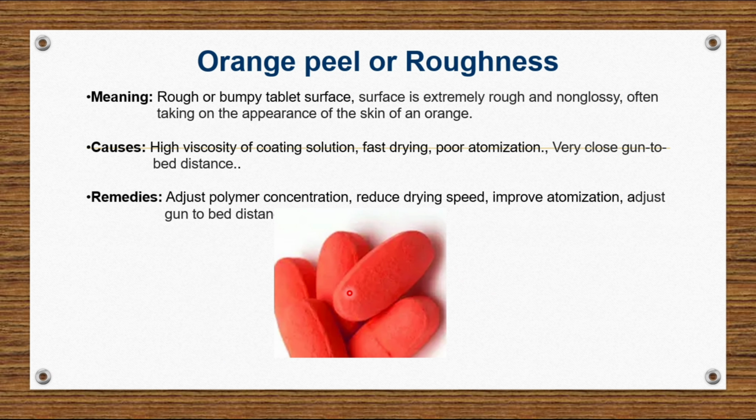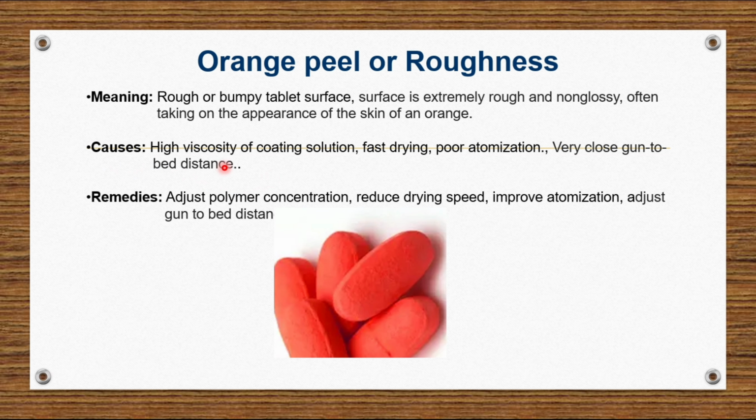Orange peel or roughness. Roughness is usually called orange peel in case of tablet defects related to coating. What is the meaning? Rough or bumpy tablet surface. The surface is extremely rough and non-glossy, often taking on the appearance of the skin of an orange. The tablet looks like the skin of an orange, which is why it is called orange peel.